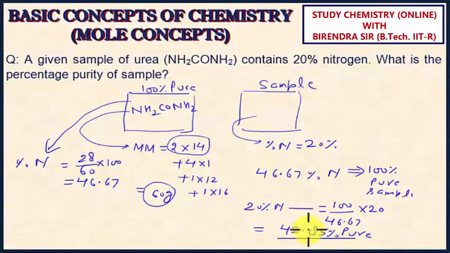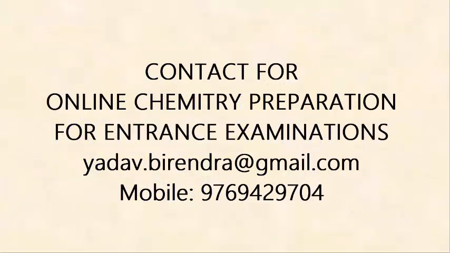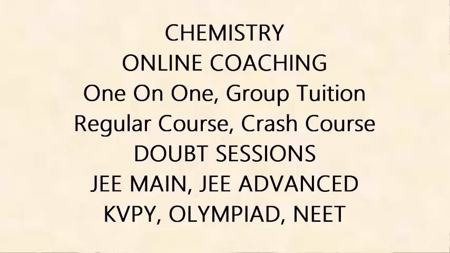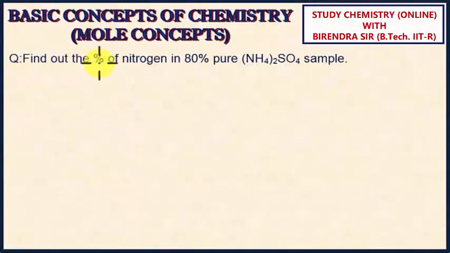Now, to understand this concept of purity in a better manner, I'll take another question here. Here the question says, find out the percentage of nitrogen in 80% pure ammonium sulfate sample. Now, if you compare this question with the previous question, in the previous question, the percentage purity was asked and the percentage of the element was given. While here, the percentage of the element is asked and the percentage purity of the sample is given. But the procedure will be very same.